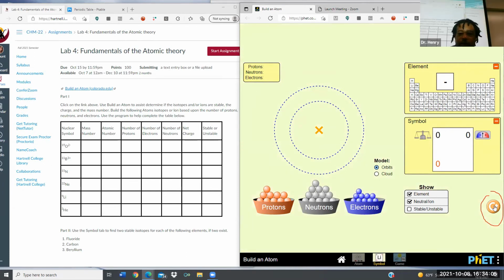Okay. So now for part 2, you're going to take fluorine, and I said fluoride. That is a big typo. You're going to build the fluoride ion. So basically, you're going to add all of the protons that you need.